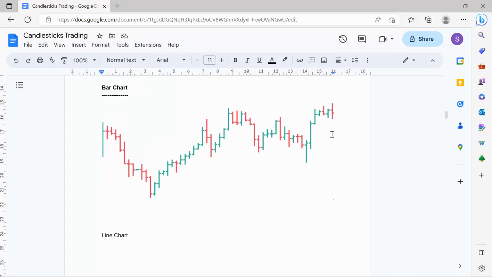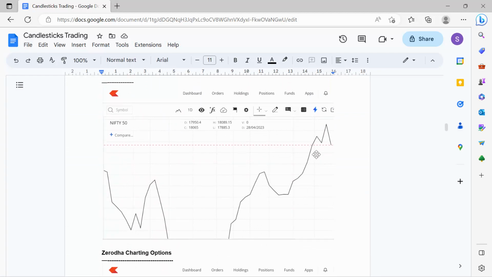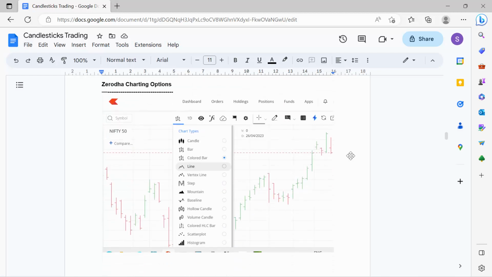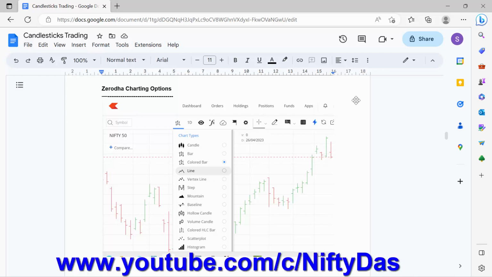Now let's continue. If you plot multiple bars, you will get a bar chart like this one, and this is a line chart where instead of OHLC we only plot the closing price of the day using a dot, and by connecting multiple dots over a period of time you will get a line. This is called a line chart, which is not so popular. And Zerodha or any other trading platform provides you multiple charting techniques like candle, bar, colored bar and so on. So that's it for now.